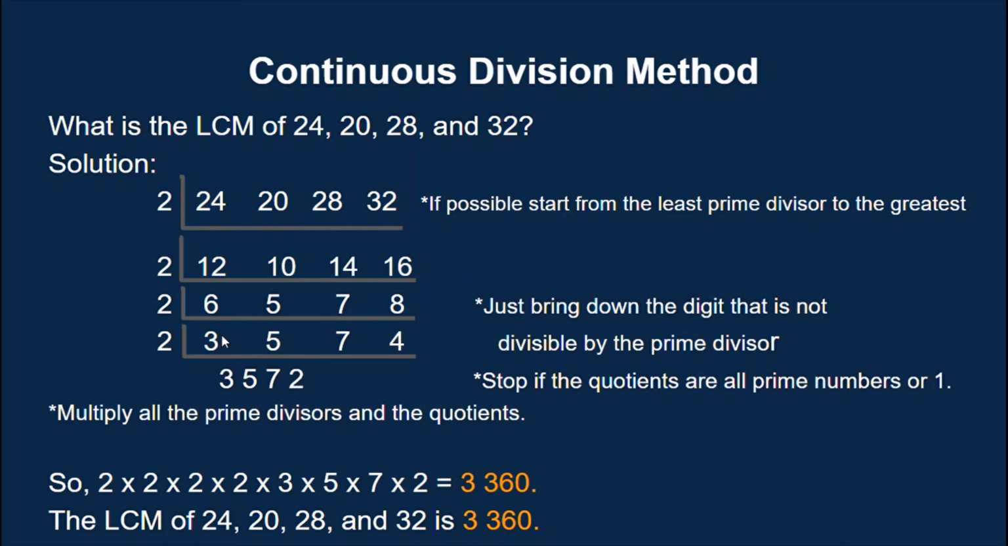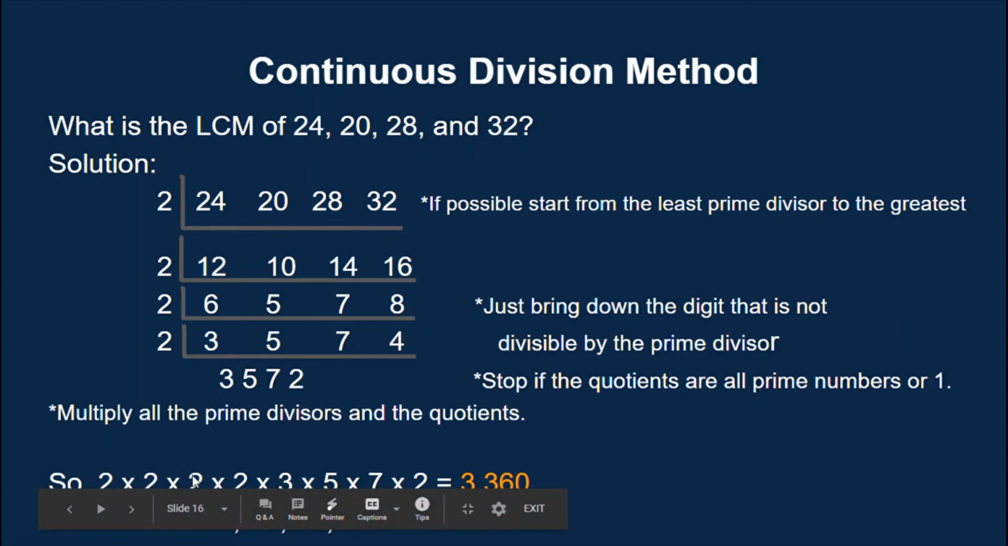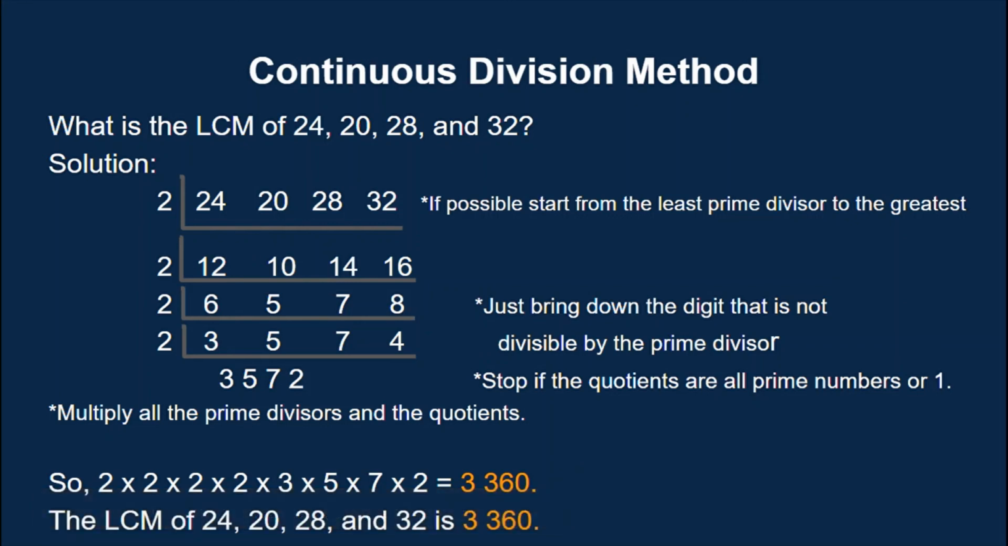And we're going to multiply the numbers on the side together with the numbers at the bottom. So we have 2 times 2 times 2 times 2 times 3 times 5 times 7 and times 2. And if we multiply them, the answer is 3,360. So the LCM for 24, 20, 28, and 32 is 3,360.